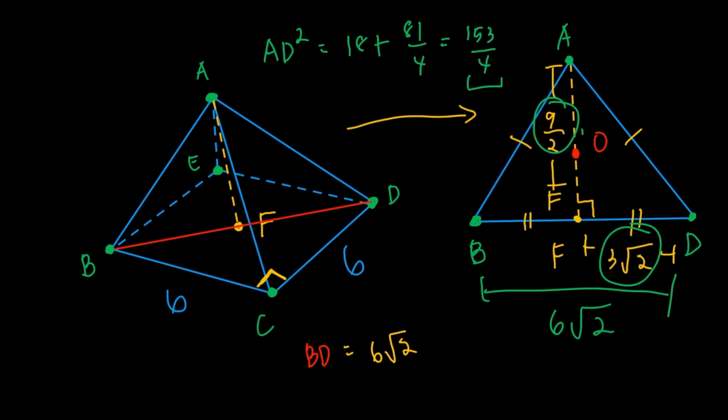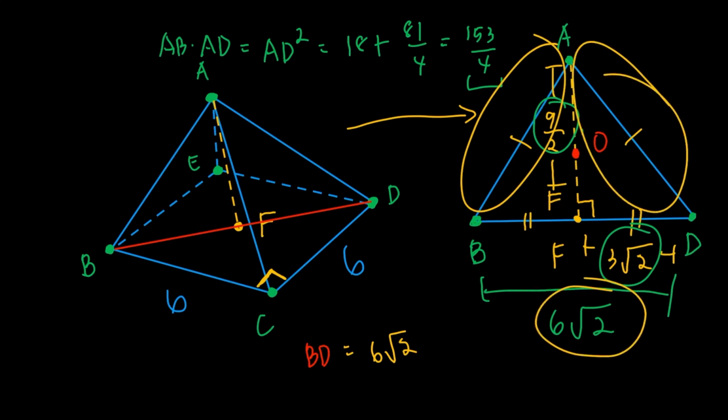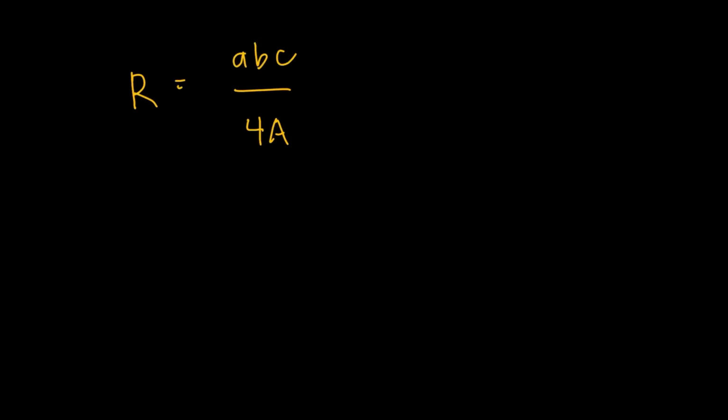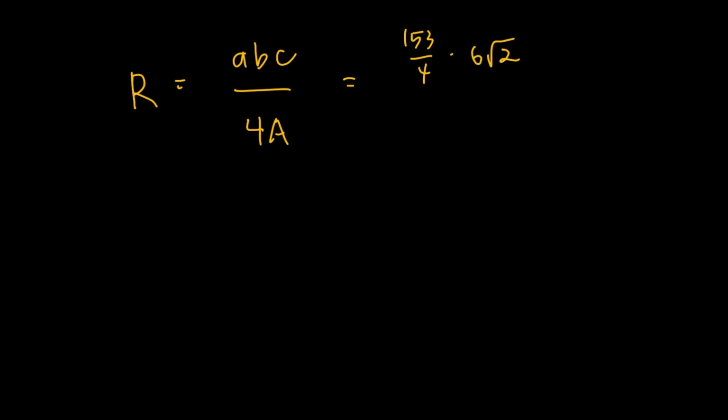Now, I could take the square root, but I realized AD squared is also the same as AB times AD. And that's going to be 2 sides of the triangle, AB and AD. So I know that the product of the 3 sides would be AB times AD times BD, which is this 6 square root 2. So let me go back into this formula. I know that this part is going to be the 153 over 4. That's going to be AB times AD. And then the 6 square root 2, which is the third side. I would divide this result by 4 times the area.